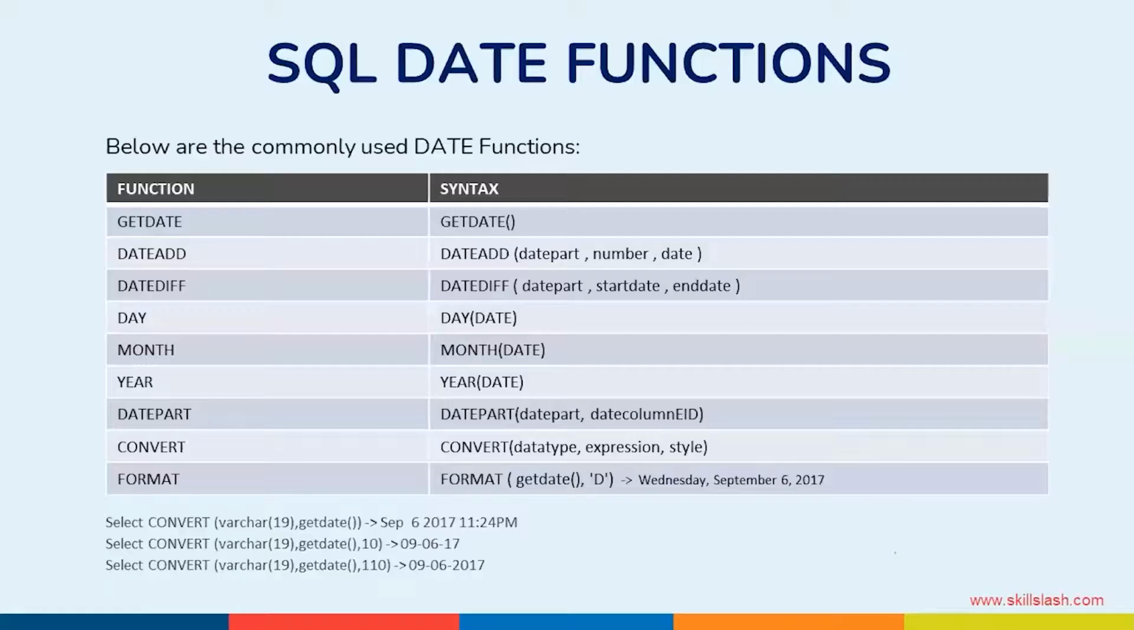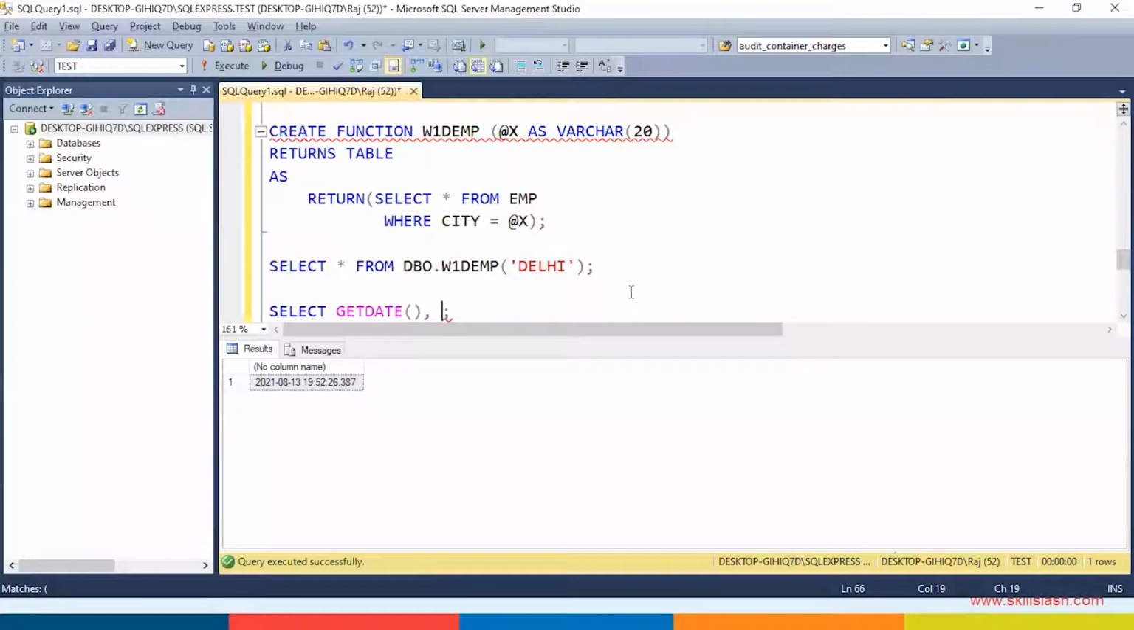The next function is DATEADD, which will add the respective number to the specified date. So I will say select DATEADD. I wanted to add 10 days to today's date. It takes three parameters: the date part, the number, and the date. This function is saying, what will be the date after 10 days from today? It will be 23rd of August.